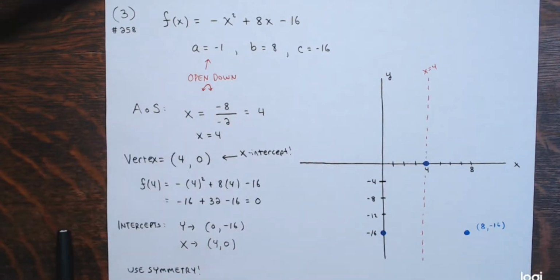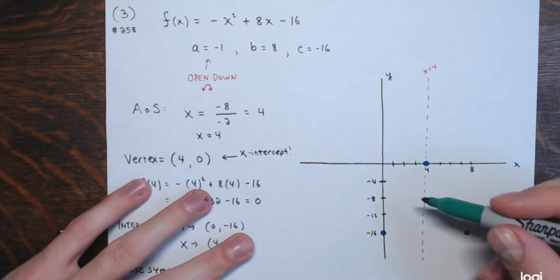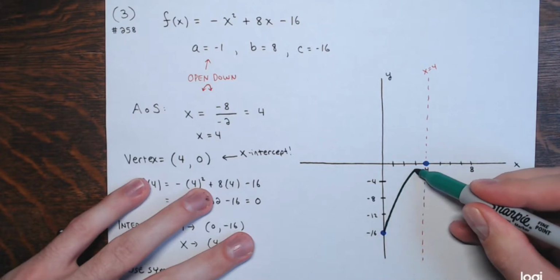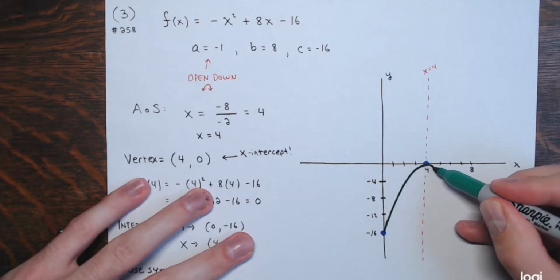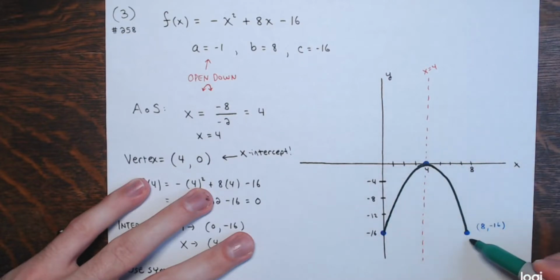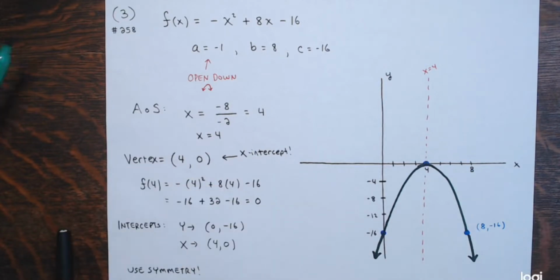Alright, so now that I have a vertex and some points on either side, we can make a rough sketch of this parabola going through these points. And again, just don't make it pointy. It's not pointy. And continuing down, trying to get both sides to be symmetrical here, but there you go. There's your parabola, or at least a rough sketch of the parabola.